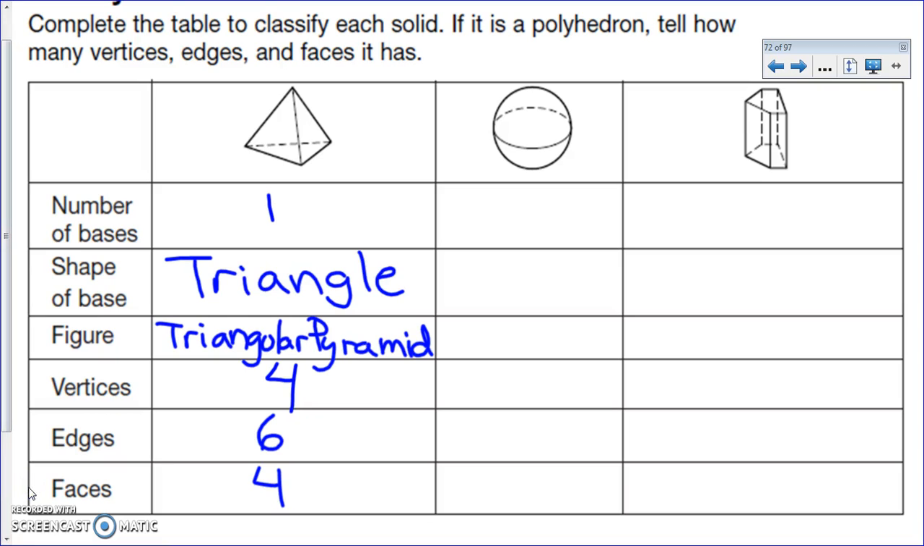The next one is a sphere, and this one's kind of a trick shape, as it were. It's not a polyhedron because it doesn't have any flat sides. So it does not have bases, it doesn't have a shape of the base, and it doesn't have vertices, edges, or faces. So we're going to write NA for not applicable. It doesn't apply.